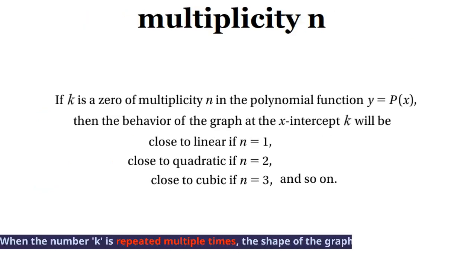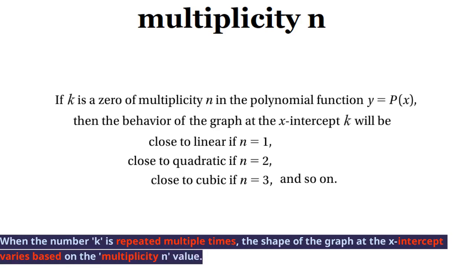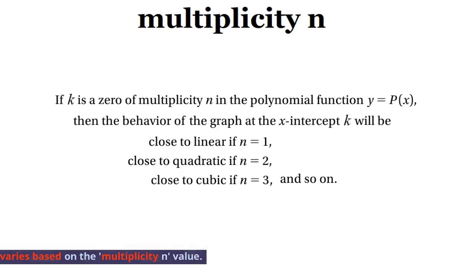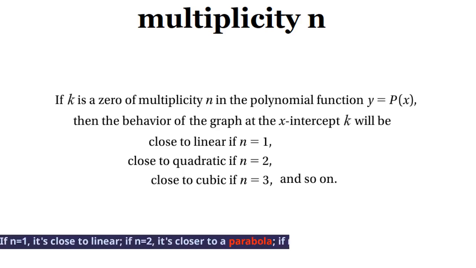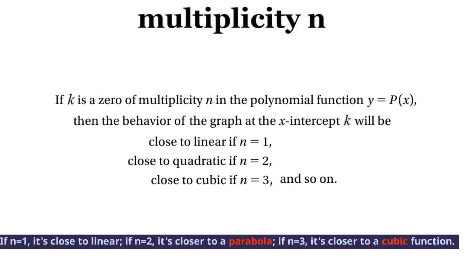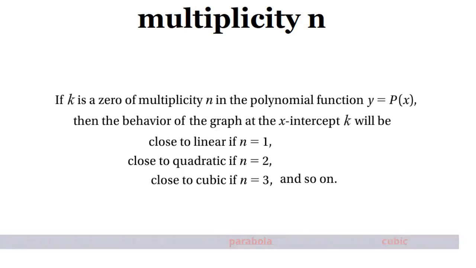When the number k is repeated multiple times, the shape of the graph at the x-intercept varies based on the multiplicity n value. If n equals 1, it's close to linear. If n equals 2, it's closer to a parabola. If n equals 3, it's closer to a cubic function.